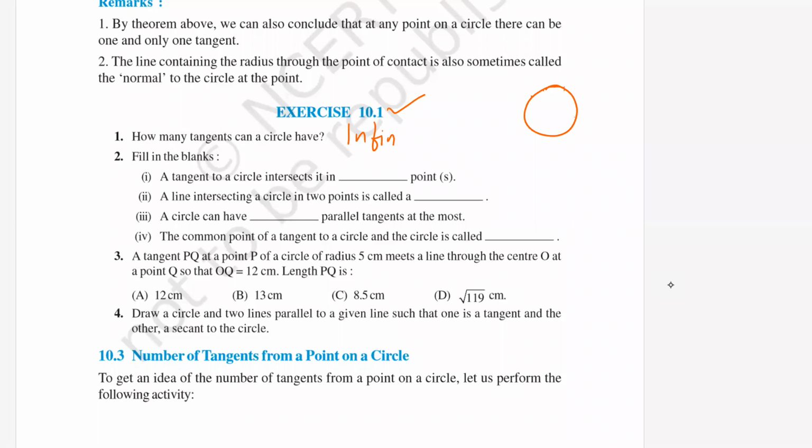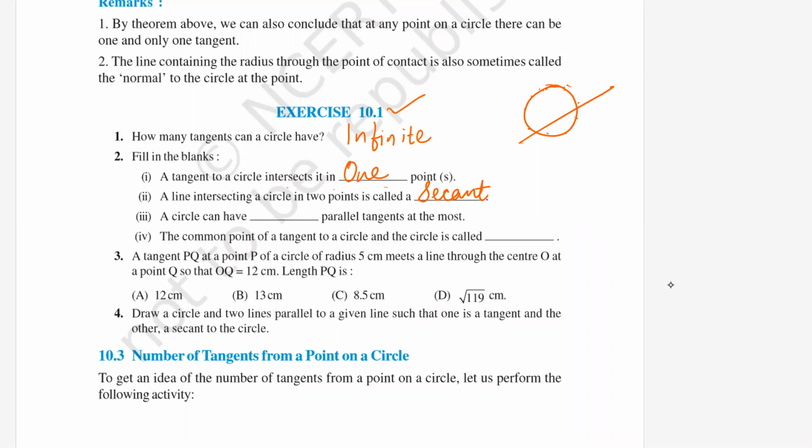Ma'am, infinite. Yes, infinite, because there are infinite points on the circle. Through all these points we can draw one tangent each, so there will be infinite tangents. Fill in the blanks. The tangent to a circle intersects it at how many points? 1 will be the answer. A line intersecting a circle in 2 points is called? Secant. Right. Okay.